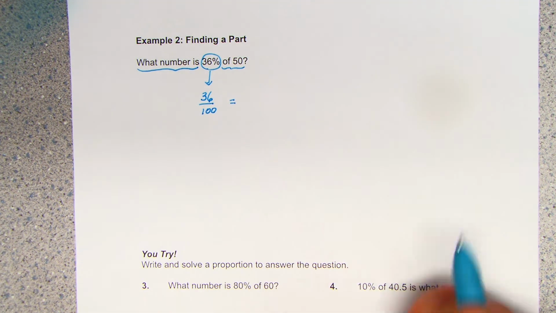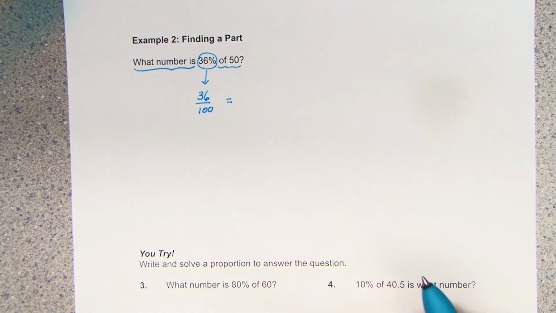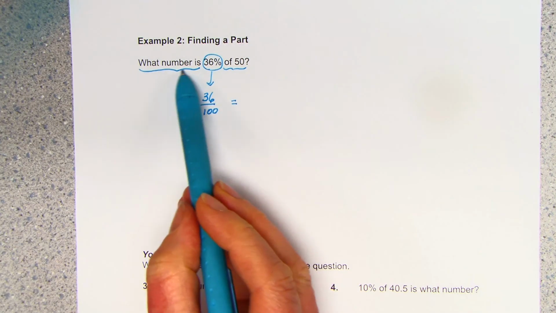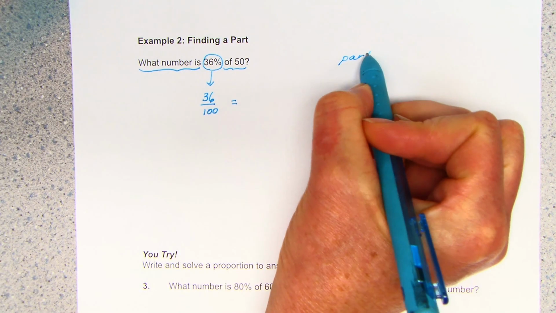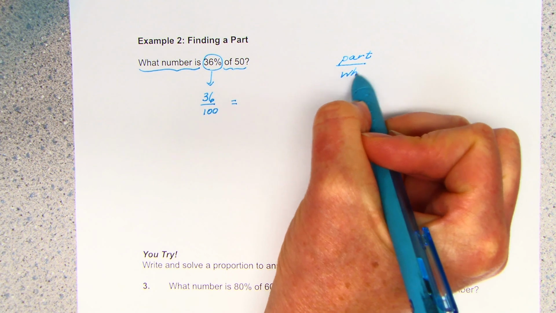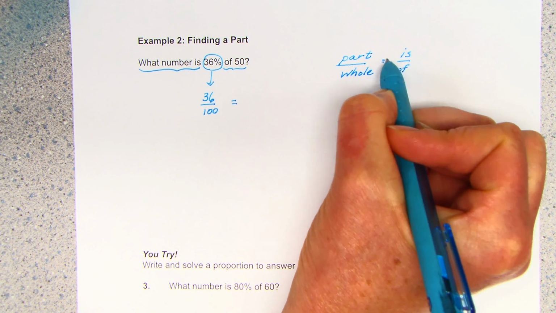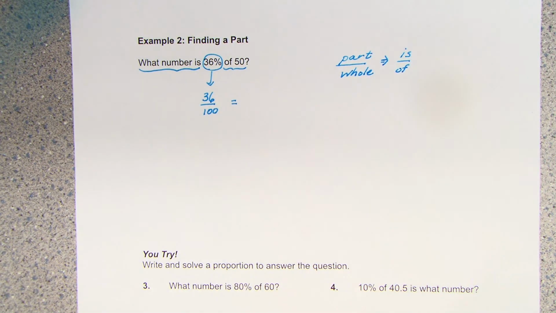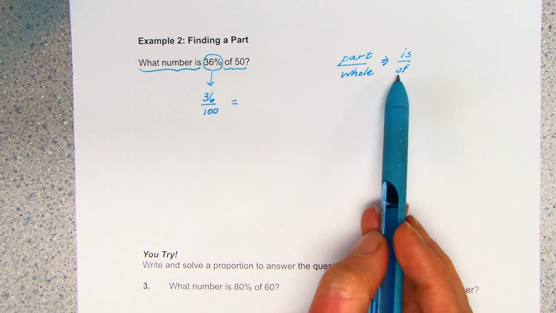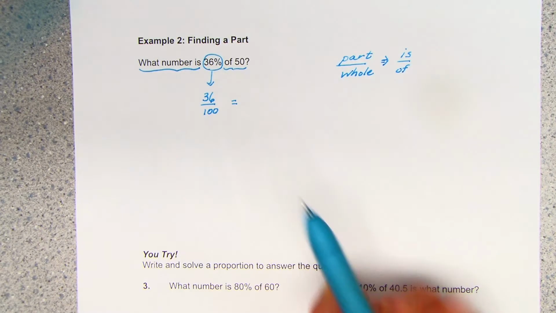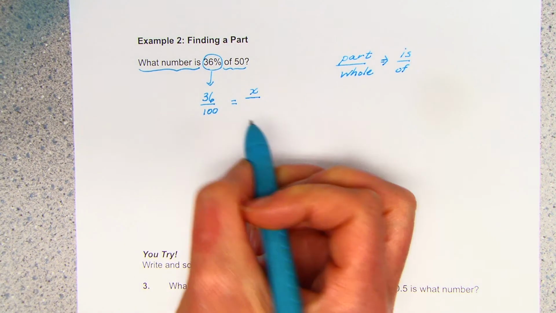Then you've got 2 numbers left. You've got 50 and what number, which is the thing you're trying to find out. This what number is closest to the "is." We want part over whole, and that's the is over the of. I'm going to write it like this because I don't want you to confuse that with the percent proportion. But this is the little trick we use to find the is over of. So the variable goes with the "is." I'm going to use an x. You can use whatever variable you want, and of 50.